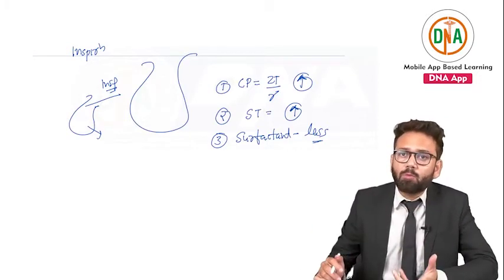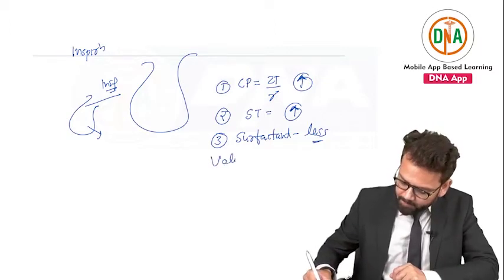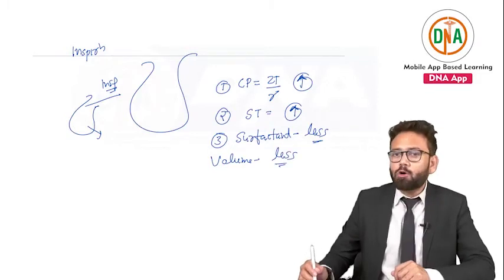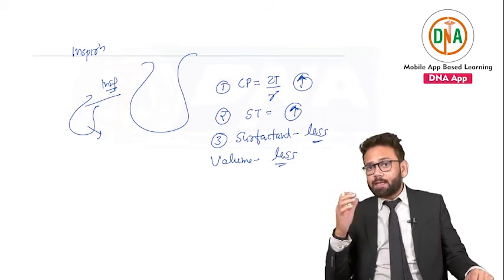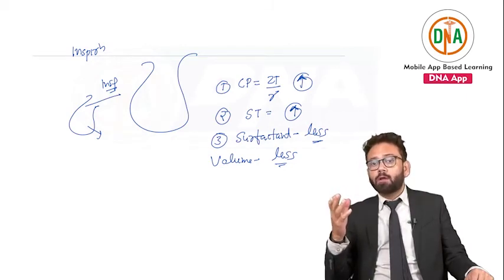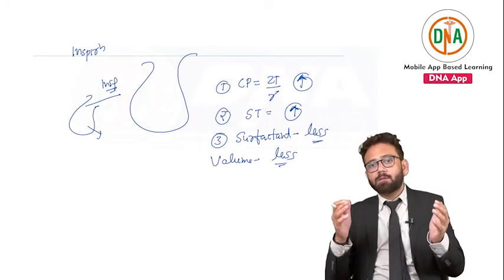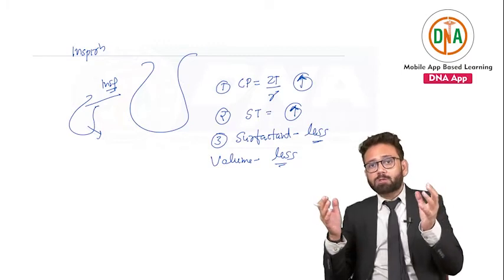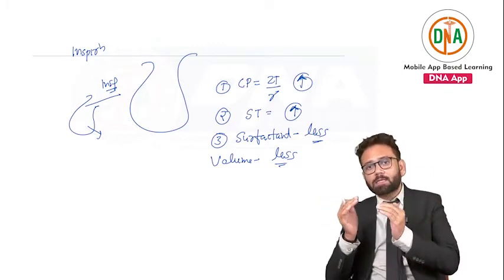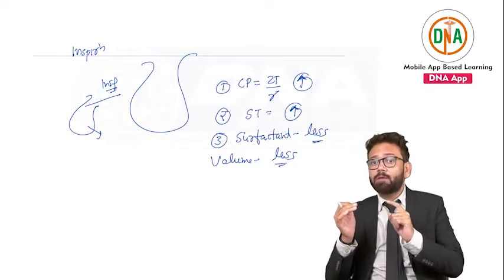So, will volume be less or more? Volume will be less. Why will volume be less? Because the property to expand is less, because surface tension is more, and the surfactant which is helping it to expand is less. So volume will be less. Volume wants to expand, but because surfactant is less, volume is less during inspiration.